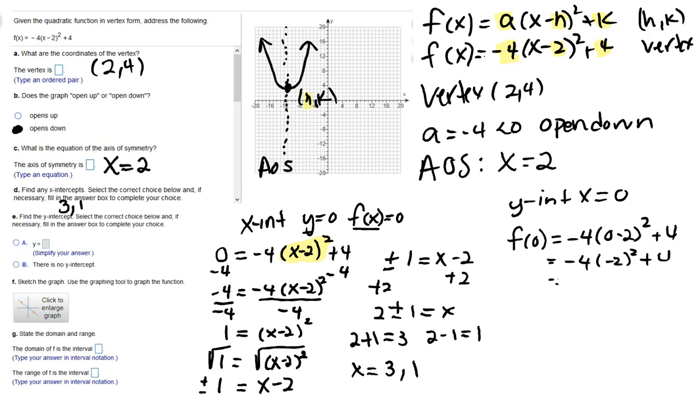I did what's inside the parentheses first. Then I'm going to apply the exponent. So negative 2 squared is a positive 4 plus 4. Negative 4 times 4 is negative 16 plus 4. Negative 16 plus 4 would be negative 12. So I've got my y-intercept being negative 12.